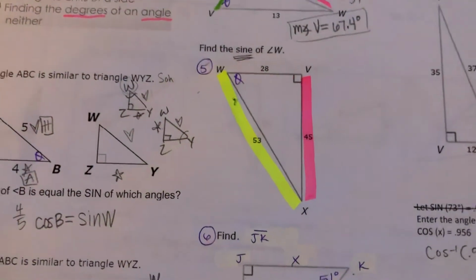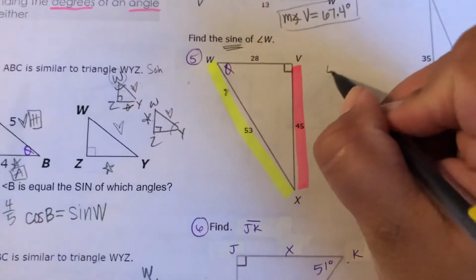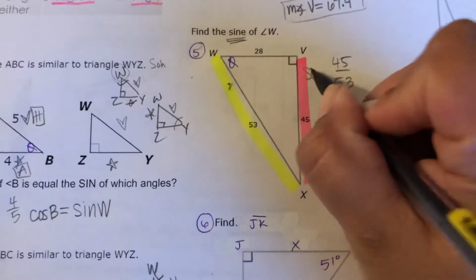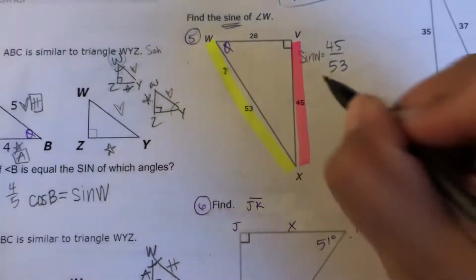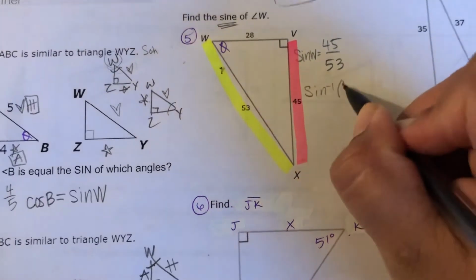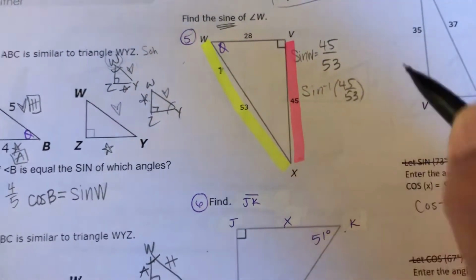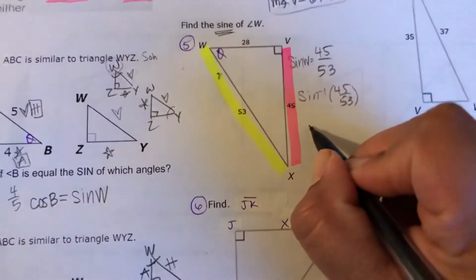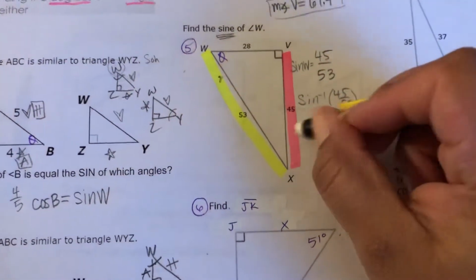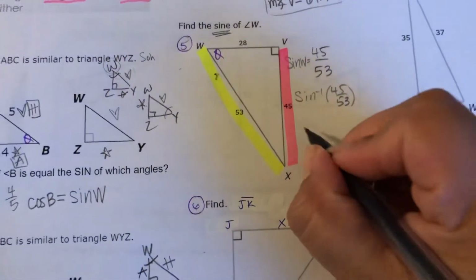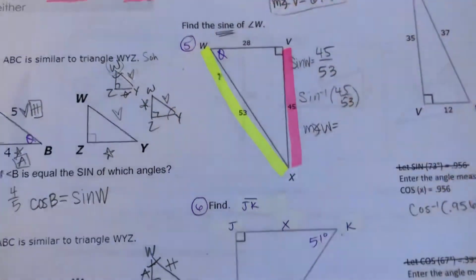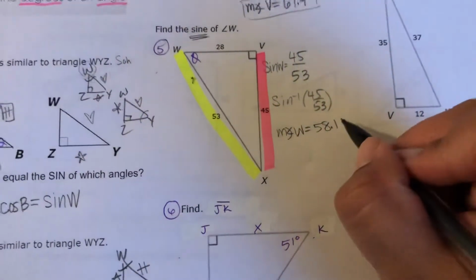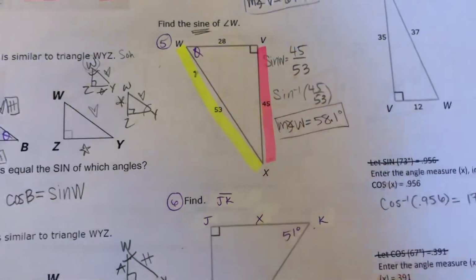Okay, so opposite over hypotenuse: 45 over 53. Okay, so that is my sine of W. And again, I'm going to go ahead and do sine inverse, 45 over 53. And that is 58.10. So my measurement of angle W is equal to 58.1 degrees. All right.